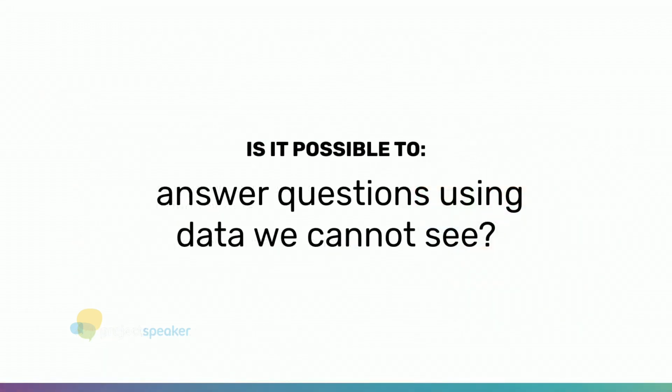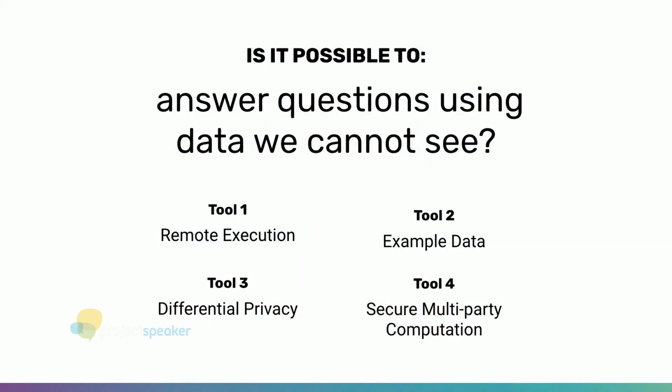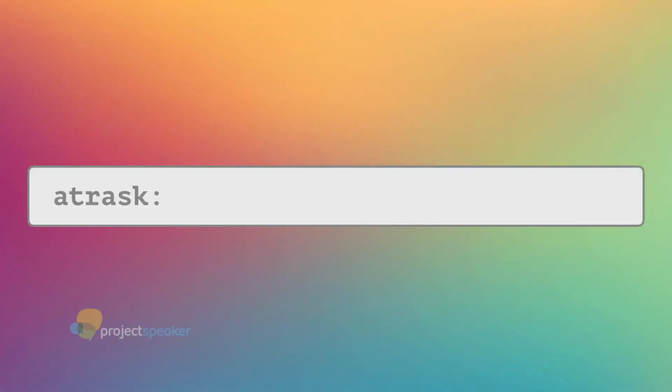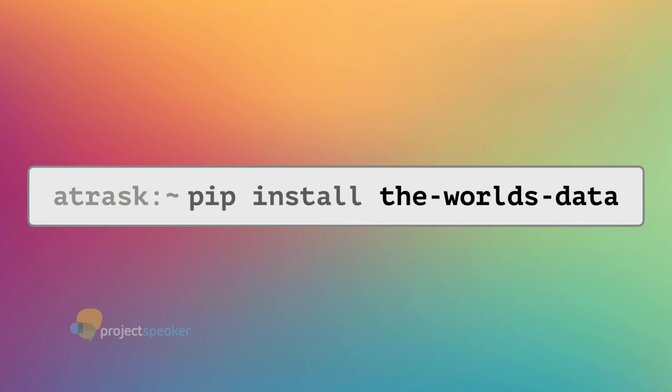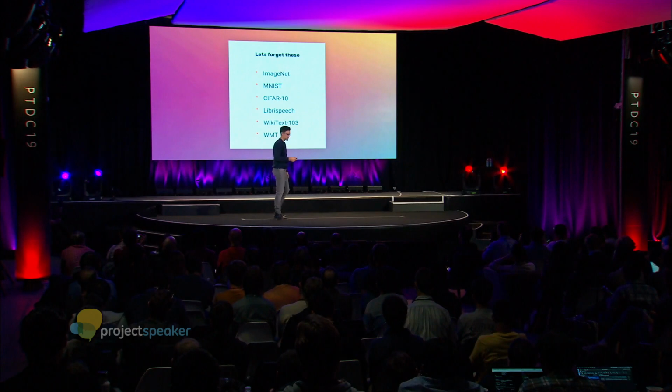And so this brings it back to the question that we started at the beginning. Is it possible to answer questions using data that we cannot see? I believe that it's possible. And here's a few examples of tools that I think will get us there. It's not the full list, but I hope that this opens your eyes to the potential that in the very near future, we could be able to pip install access to the data to solve the most important problems that we face.